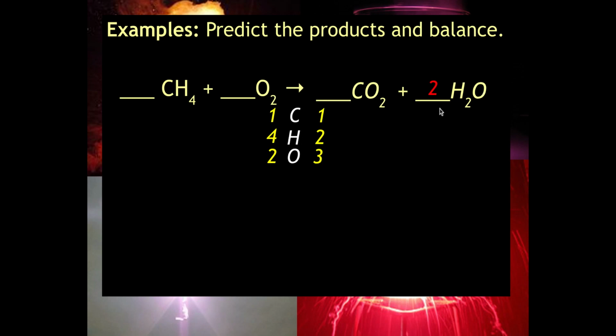I'm trying to get my H's balanced here. So I put a 2 right there. So that creates 4 H's for me. But it also makes it 4 O's now because that 2 multiplies the O as well, plus these 2 O's. So I'm going to try and get my O's balanced now. So I'm going to put a 2 right here. That will give me 4 O's. And now my C's, H's, and O's are balanced. I have 1 C on each side, 4 H's on each side, and 4 O's on each side.